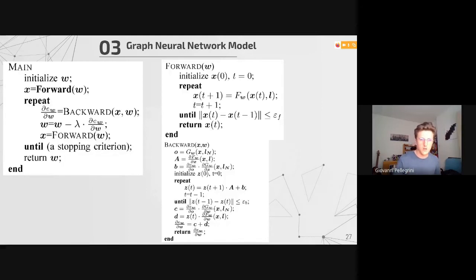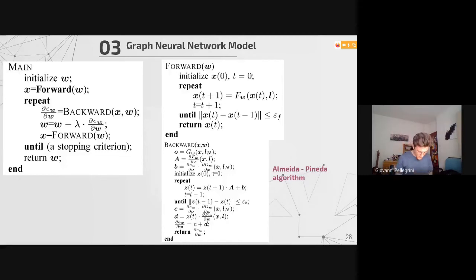Let's also have a look at the backward step. Here is where we use the output function g of w. We calculate the outputs, we calculate the loss, and then we calculate the gradient. This is a very complicated procedure to explain, but to compute the gradient, the authors use what is called the Almeida-Pineda algorithm.